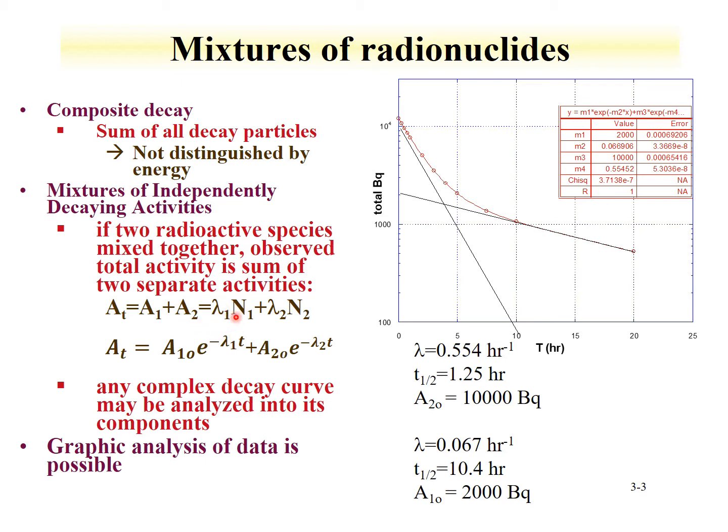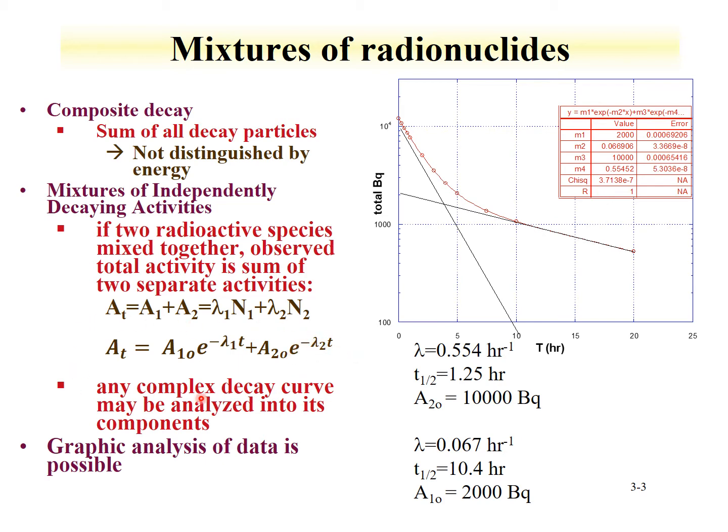That's equal to the decay constant of 1 times the number of atoms of 1, plus the decay constant of 2 times the number of atoms of 2. We can rearrange this equation where we have the activity at any time t equal to the initial activity of isotope 1 times e to the minus lambda t, where lambda is the lambda for isotope 1, plus the initial activity of isotope 2 times e to the minus lambda 2 times t.